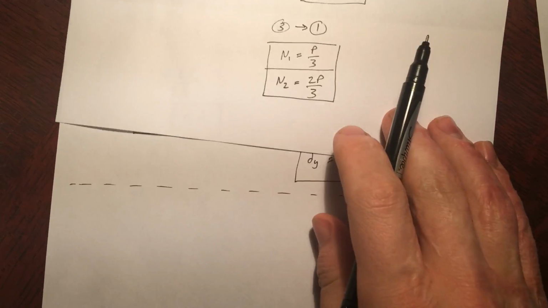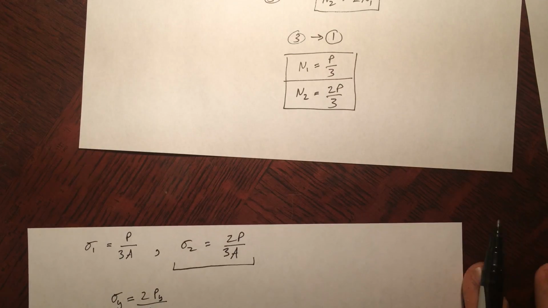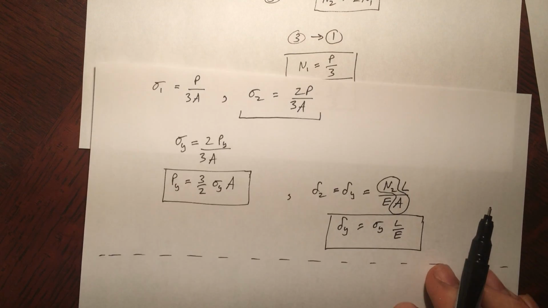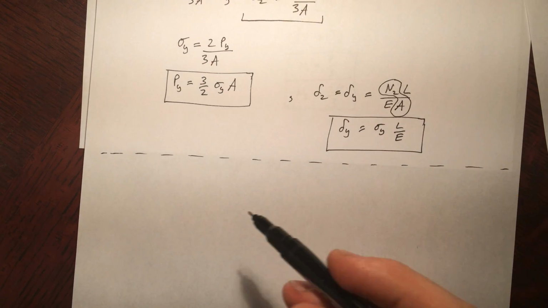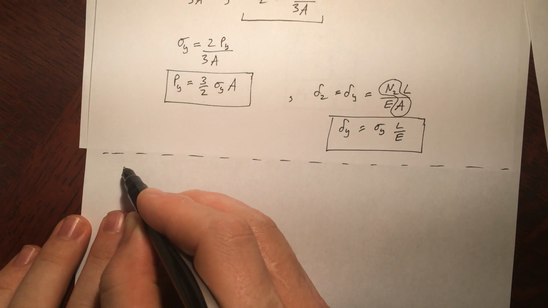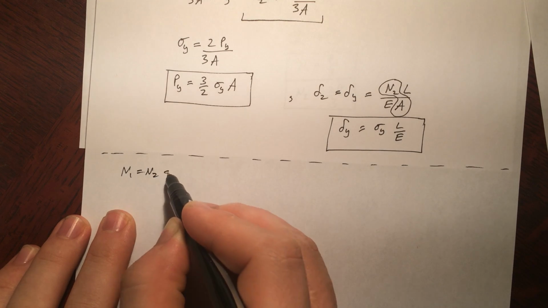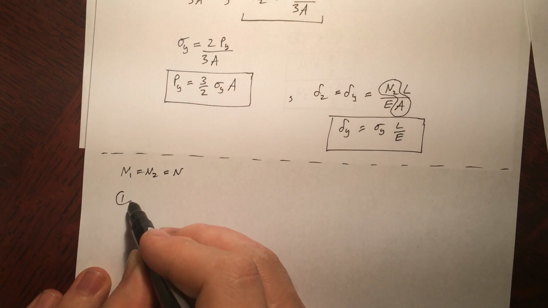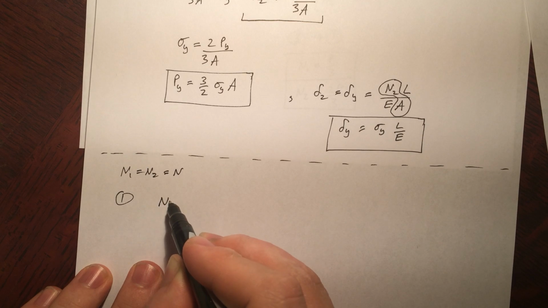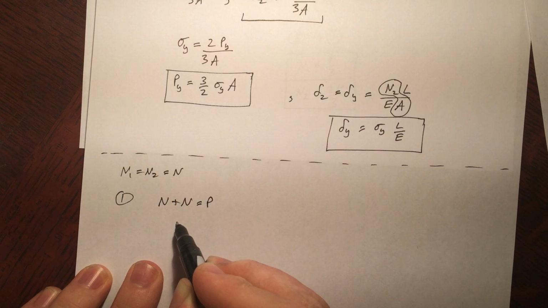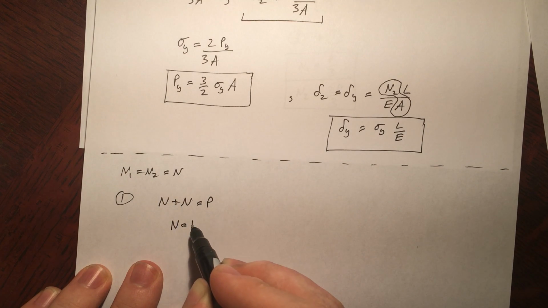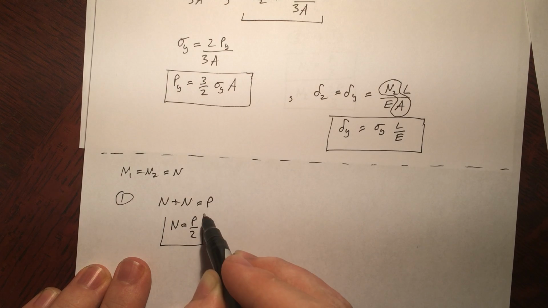Let's just write that in a more mathematically rigorous sense here. Full plasticity, N1 equals N2. Let's let it equal N. So using equation 1, N plus N equals P. N equals P by 2.